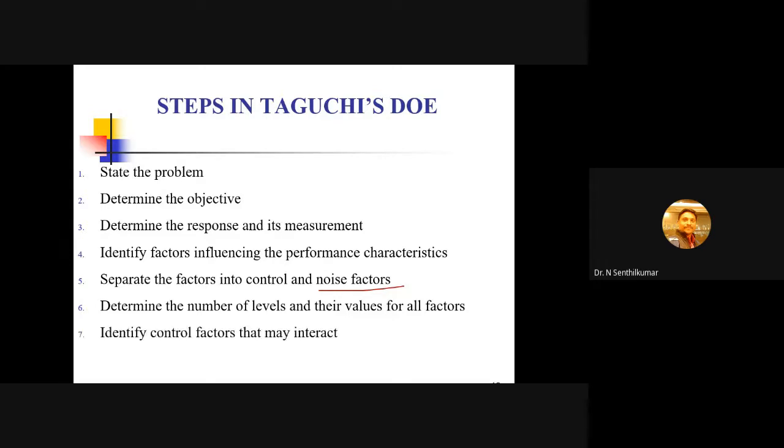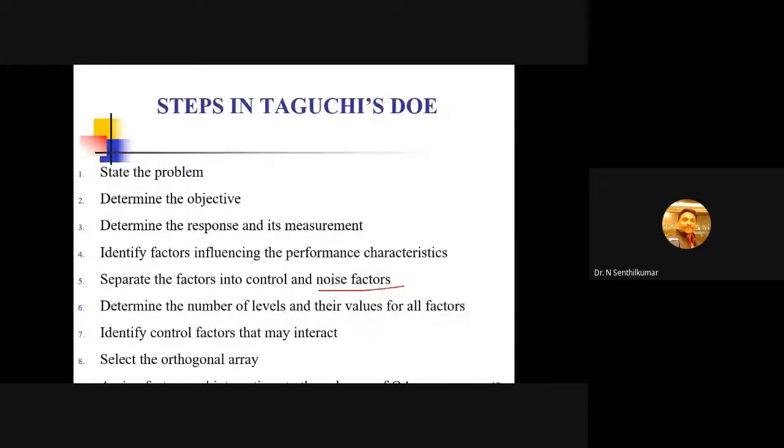Okay, then identify factors that can interact with each other. For example, 3 parameters I am going to select, A, B, and C, in which if I combine A and B, what is the interaction effect on the output? So that also we should identify. This can be done only when we have expertise in that area. Then based on that, how many parameters we are going to select and how many level values we are going to select, we have to select the orthogonal array. I will tell you how to select the levels, whether it is 2 level, 3 level, or 4 level, while doing the hands-on training.